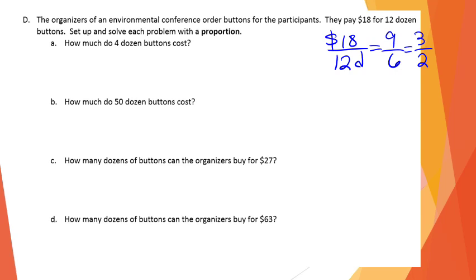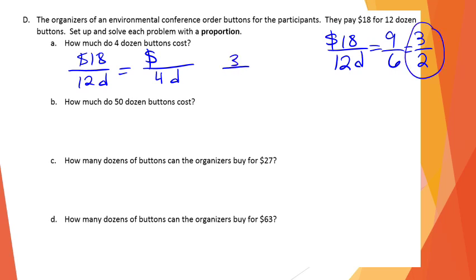So how much do 4 dozen buttons cost? So $18 for 12 dozen means how much money for 4 dozen? If I look at these over here too, I might notice that 3/2 would be a pretty simple ratio to scale up and turn 2 into 4, right? Since 2 times 2 would make 4, 3 times 2 would make 6. So it should be $6 for 4 dozen buttons.